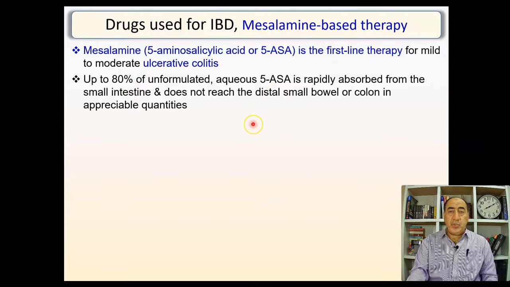However, there is an issue with this aminosalicylic acid, or 5-ASA, which is that it's rapidly absorbed from the small intestine. So now it's going to the bloodstream where it's not needed. We need it in the GIT, for ulcerative colitis, as we said. We need it to go to the colon, or at least to the distal small intestine. But this does not happen with the unformulated 5-aminosalicylic acid, the mesalamine itself. It does not go beyond that, so it does not reach the distal small bowel or colon in appreciable quantities.